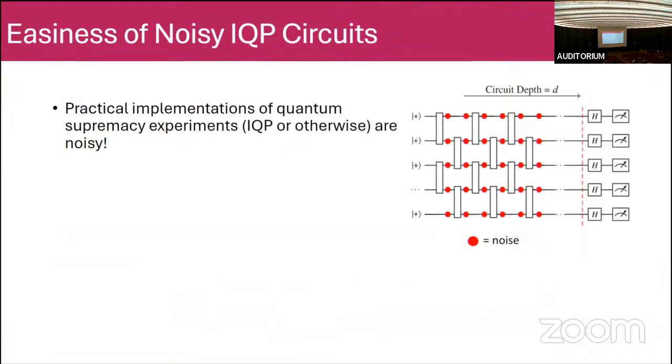Now, when you implement these circuits, you have noise. And the way we're going to model noise here is every single gate is interspersed with independent single qubit noise channels after. And I'll define these noise channels later on. But you have your circuit and you just have noise acting throughout your entire circuit.